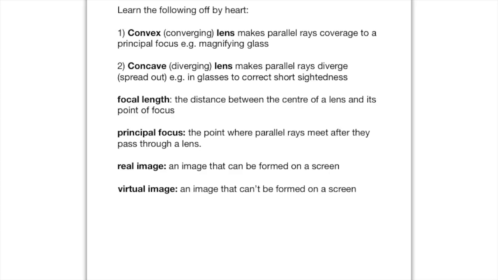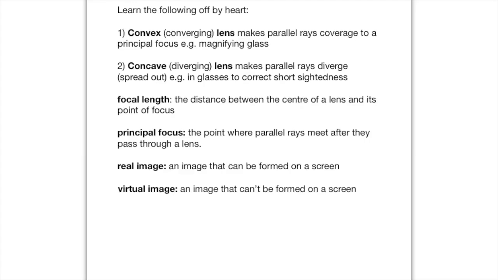Now, the focal length is the distance between the centre of the lens and its point of focus. The principal focus is the point where the parallel rays meet after they pass through the lens. And then lastly, the difference between a real image and a virtual image is that a real image can be formed on a screen and a virtual image cannot.